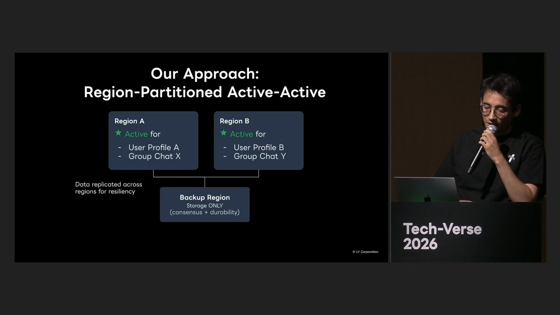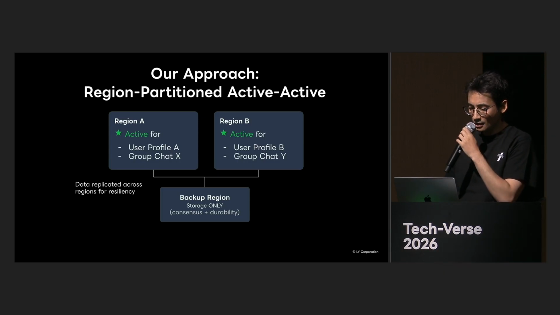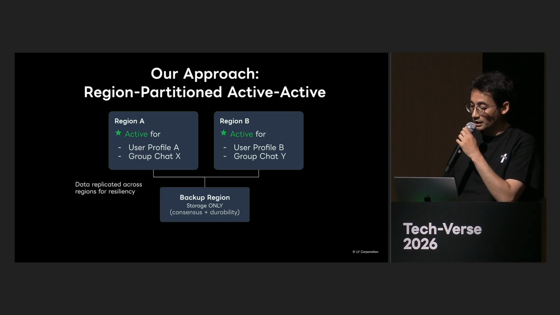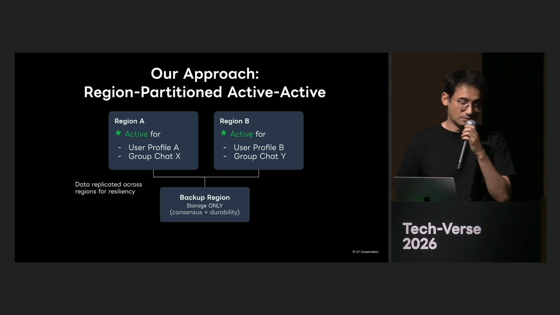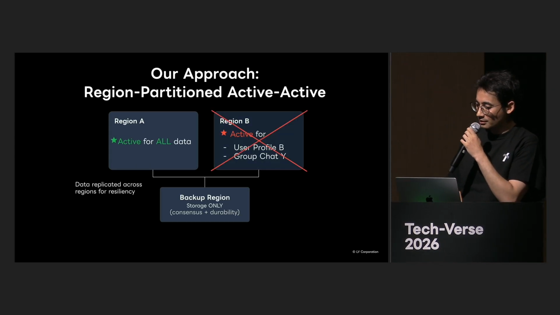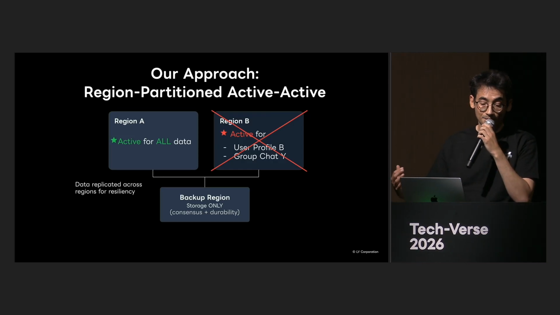Of course, data is replicated to at least 2 data centers for resiliency. And we also have a third data center that is for storage purposes only, to handle consensus and durability. But that will be covered by my teammate Tsuruhara-san later. Under normal operation, both active regions serve users independently. If region B fails, all traffic shifts to region A automatically.